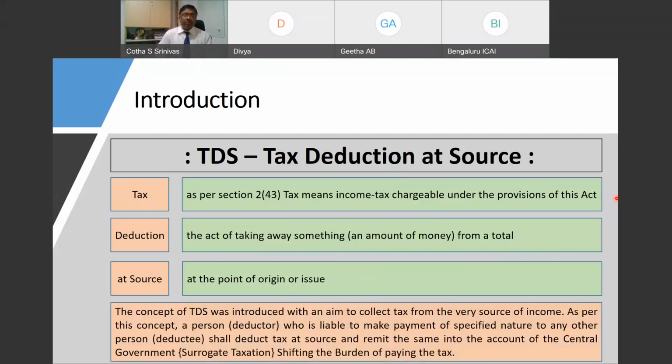So in the concept of TDS, there are 2 persons. One is the person called the deductor. The person who is making a payment is called the deductor, and the person from whom the amount is deducted is called the deductee. So on behalf of the deductee, the deductor deducts a certain amount in the form of tax and remits that to the government in his name, that is, in his PAN number as such.